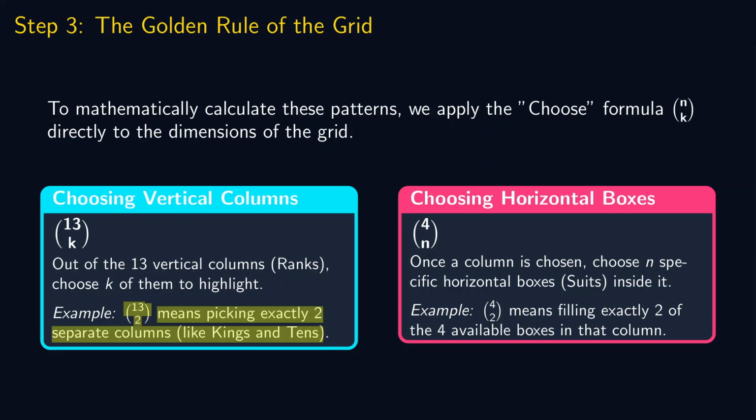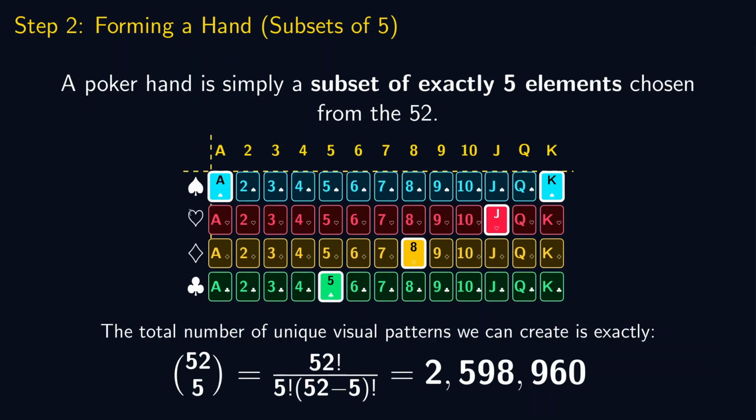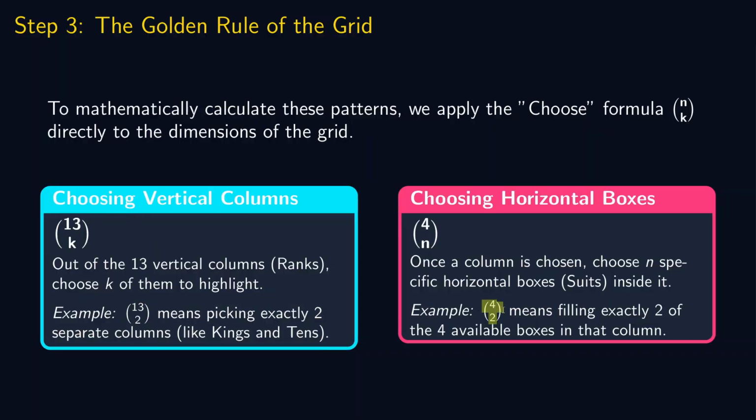Now, once we have selected a column, we need to decide which specific cards within that column to include. Each column has 4 cells, 1 for each suit, 1 for spades, 1 for hearts, 1 for diamonds, 1 for clubs. If we want to include, say, exactly 2 of those 4 cells, we use the phrase 4 choose 2. That means, out of 4 available suit boxes in that column, in how many ways can I select exactly 2? So the general pattern for any hand type is, choose some columns from the 13 available, and then within each chosen column, choose some rows from the 4 available. Multiply those choices together, and you get the count for that type of hand. For instance, 13 choose 2 means picking exactly 2 separate columns, like selecting kings and 10s as your 2 ranks.